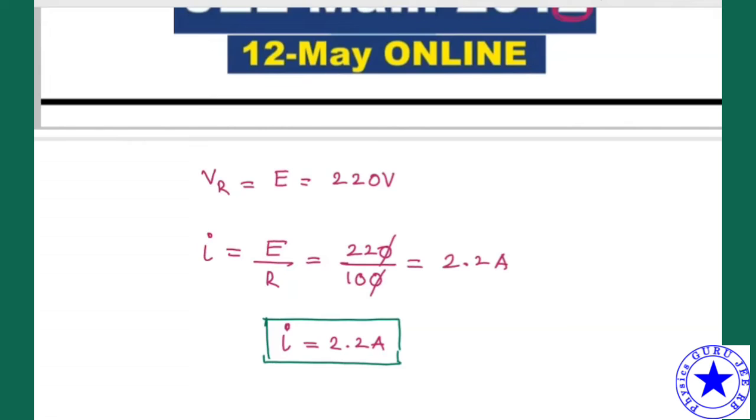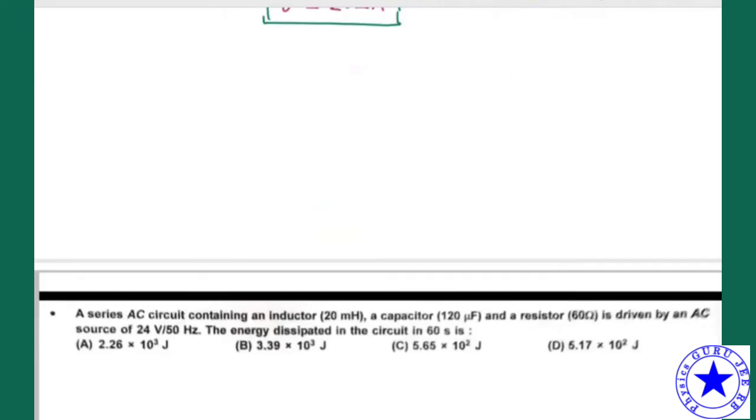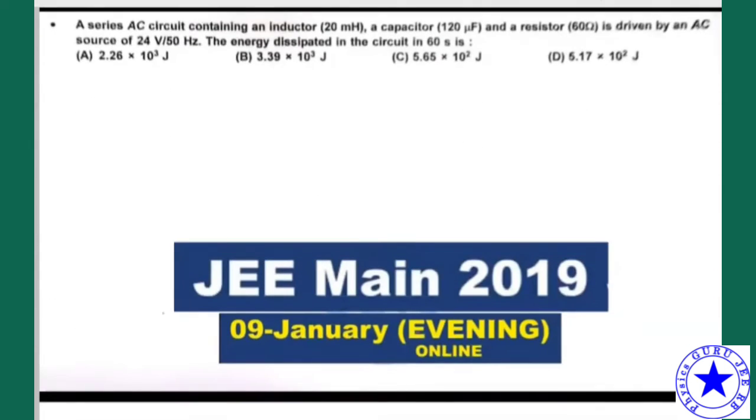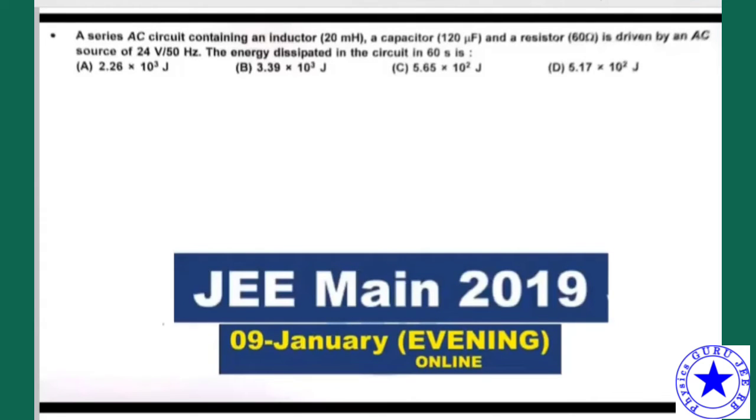Now, next we have a 2019 question, the 9th January question. You can see here a series AC circuit containing an inductor of 20 millihenry, a capacitor of 120 microfarad, and a resistor of 60 ohms, driven by an AC source of 24 volts at 50 hertz. The energy dissipated in the circuit in 60 seconds is. So we want to calculate the energy dissipated.